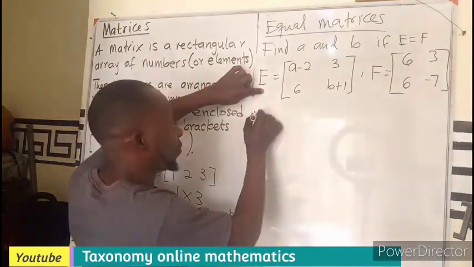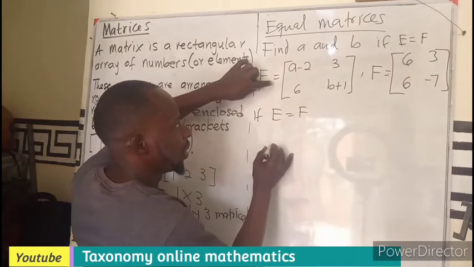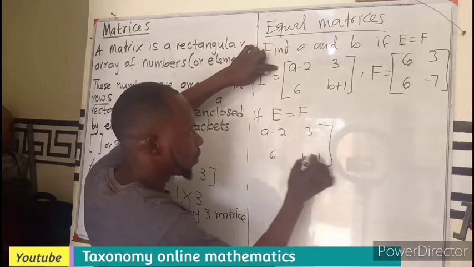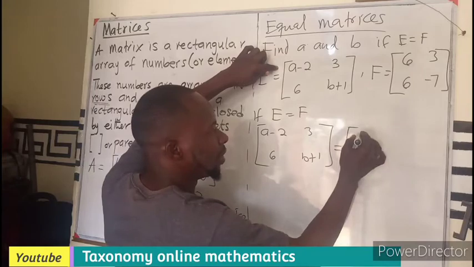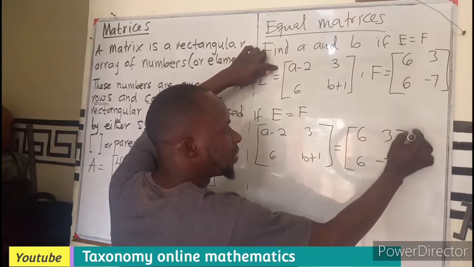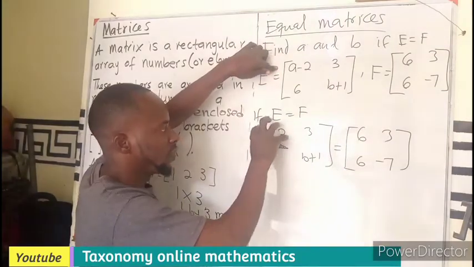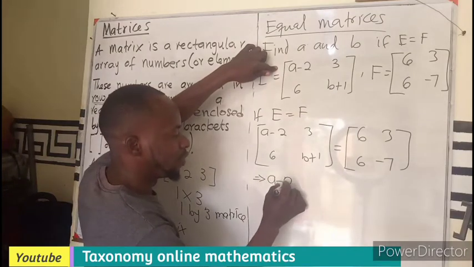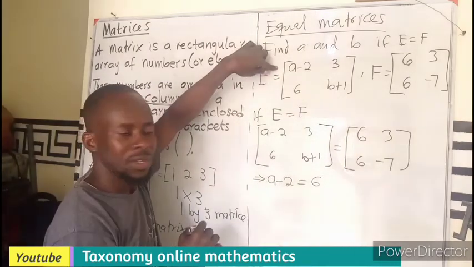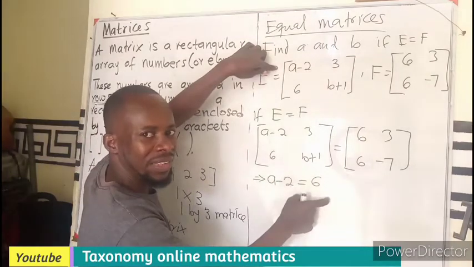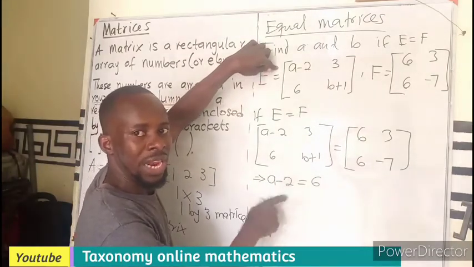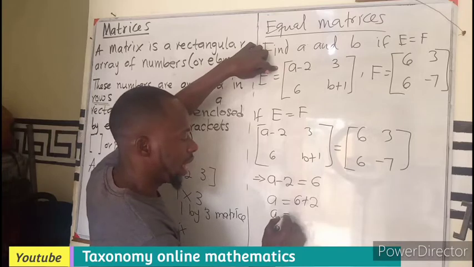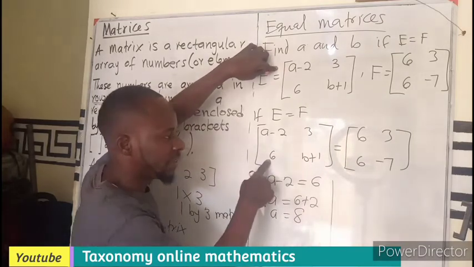So if we have E equals F, it means A minus 2, 6, 3, B plus 1 should be equal to the matrix 6, 6, 3, minus 7. They are equal, so if I lift this, it should be the same as this. So it implies that A minus 2 should be the same as 6. If A minus 2 is the same as this, then we can add 2 to both sides to carry the 2 away. So I'll have A equals 6 plus 2, where A is 8.